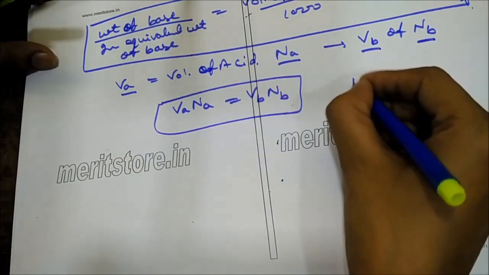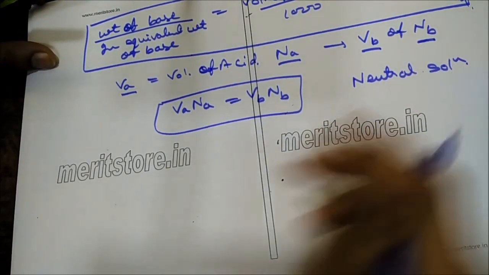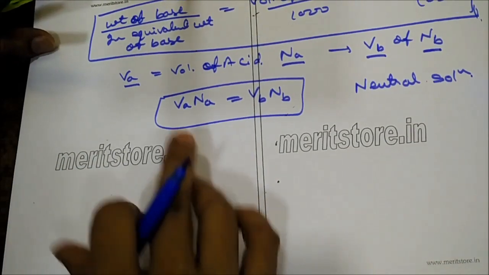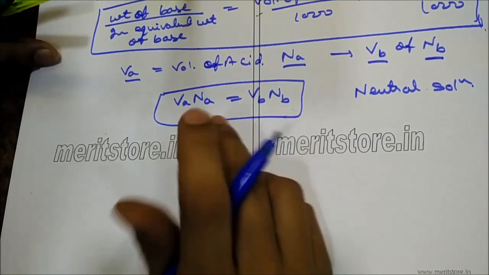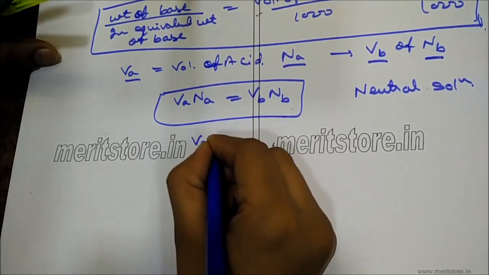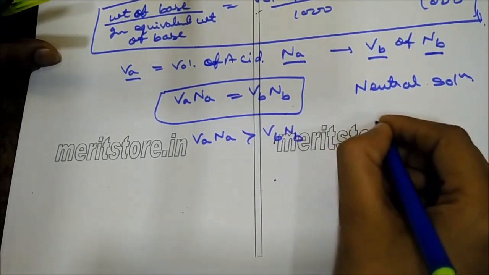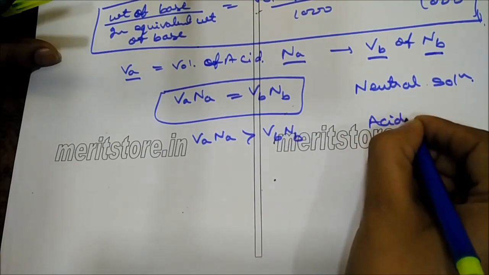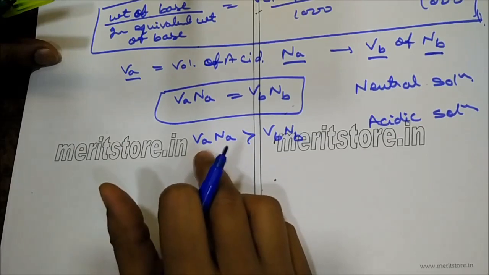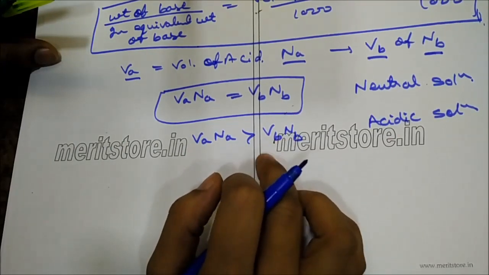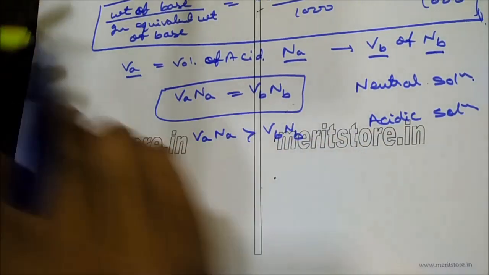solution will be neutral solution, because the total amount and concentration, the product of volume and concentration of acid and base is equal. So this type of solution will be a neutral solution. If VaNa is greater than VbNb, then it will be an acidic solution, because the product of normality and volume of acid is greater than the product of volume and normality of base. So this kind of solution will be acidic in nature.